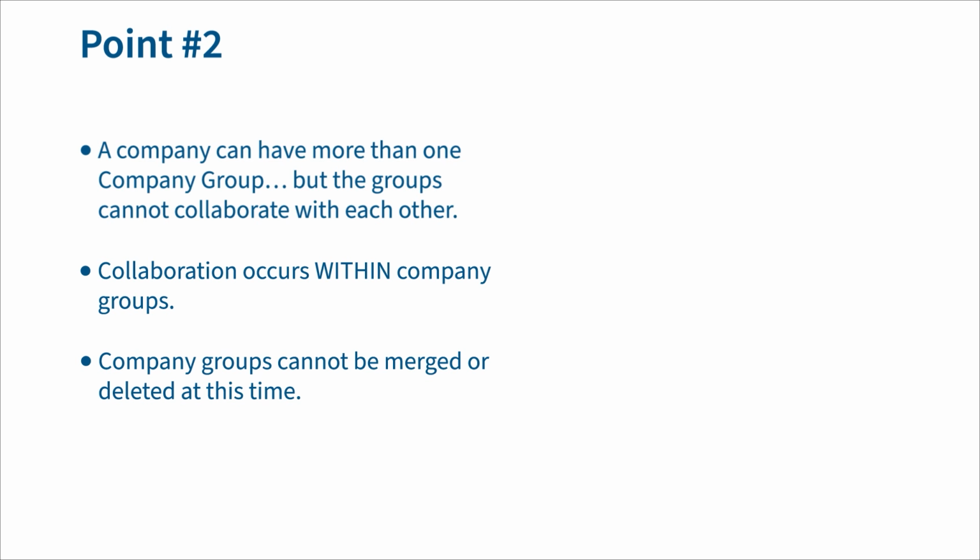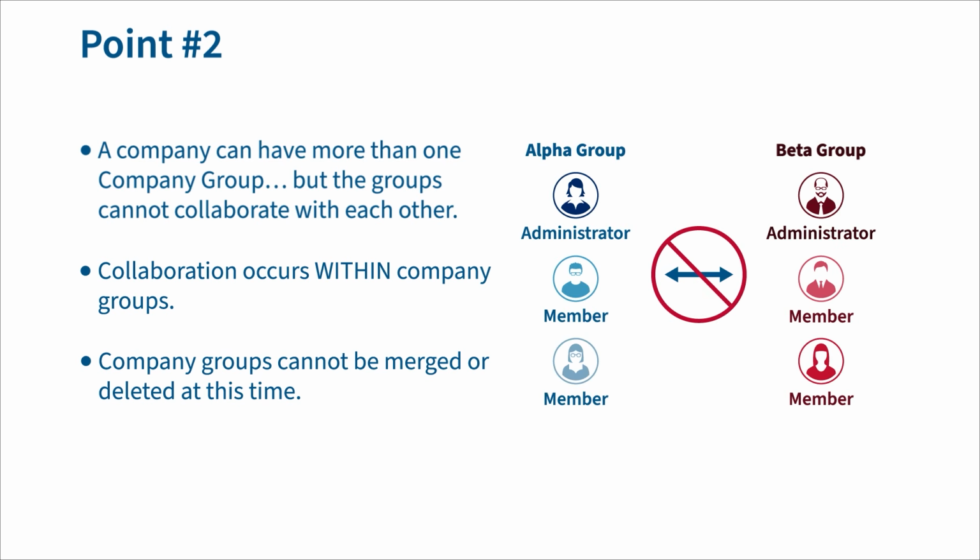The second point to understand is that a company can have more than one company group, but groups are not able to collaborate with each other. Collaboration occurs online within company groups. For example, here is Alpha Group. The three people in Alpha Group can collaborate with everyone inside this group.